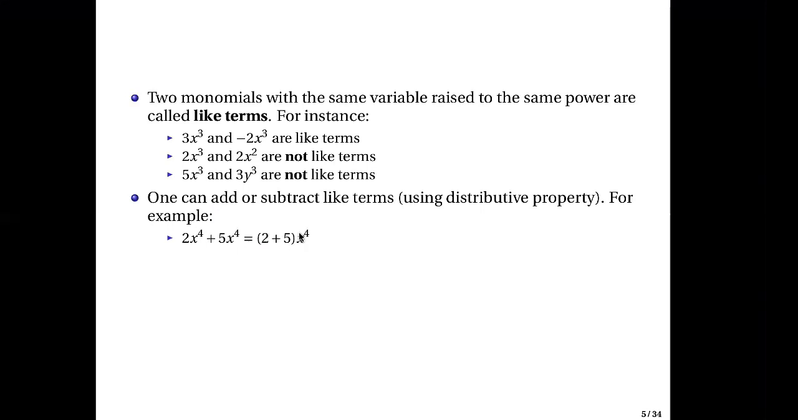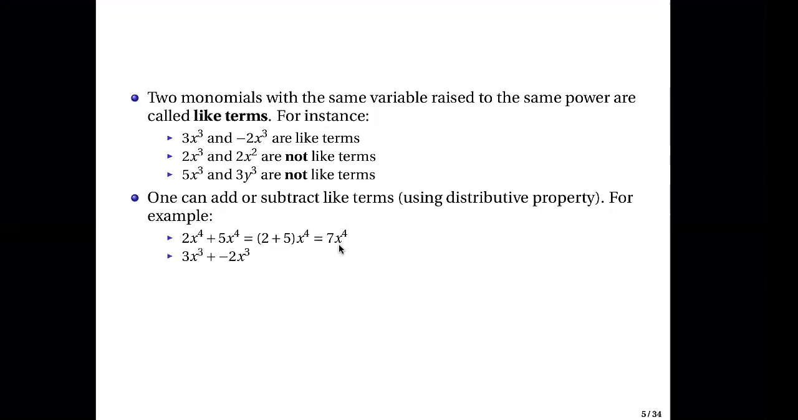From this side going to that side, we actually did some distribution. But from the left hand side going to the right hand side, what we actually did is called factoring, and we will discuss factoring in more detail next meeting. For now, if we have like terms, we can add or subtract them using the distributive property, or in the reverse, the factoring. Anyway, you have here 2 plus 5, and therefore we will get 7x to the 4.